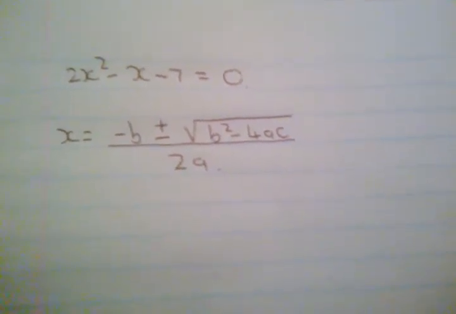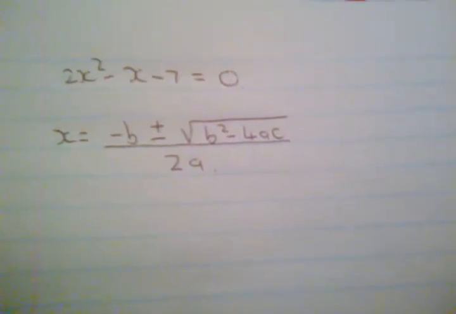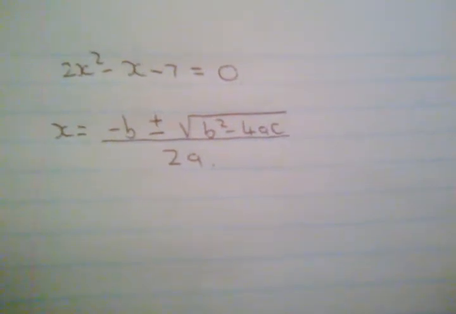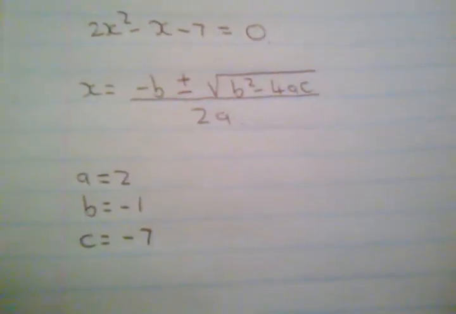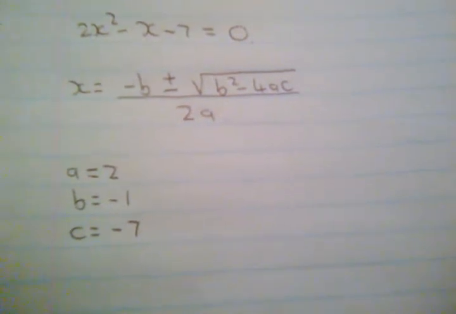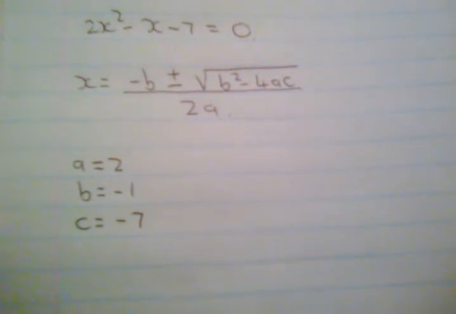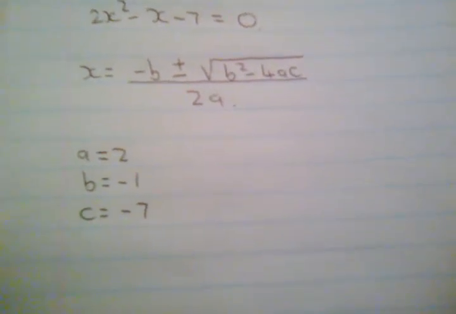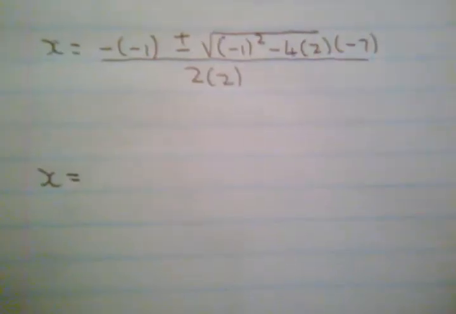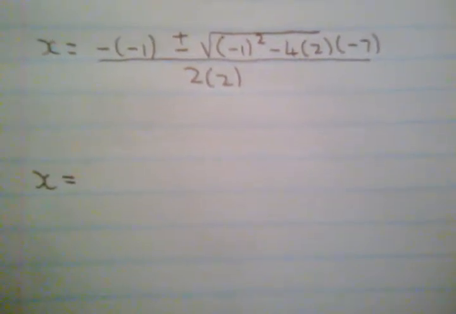Okay, so let's start. Step 1, what you're going to do is write down the values of a, b and c in the equation. You guys can see that I wrote down the values. A is equal to 2, b is equal to negative 1, and c is equal to negative 7. So you're going to take all of these numbers and plug them into the formula. Okay, this is how it will look after you plug in all the values of a, b and c.